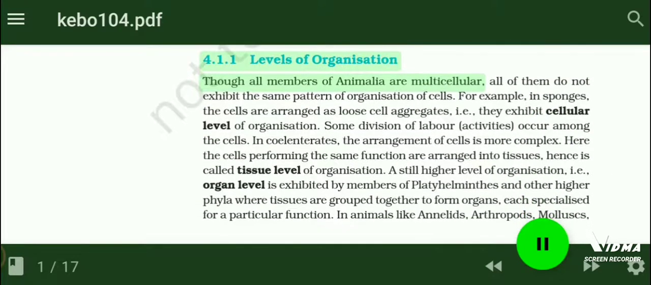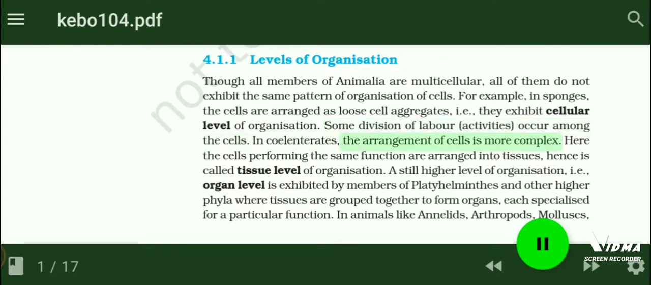4.1.1 Levels of organization. Though all members of Animalia are multicellular, all of them do not exhibit the same pattern of organization of cells. For example, in sponges, the cells are arranged as loose cell aggregates, i.e., they exhibit cellular level of organization. Some division of labor activities occur among the cells.